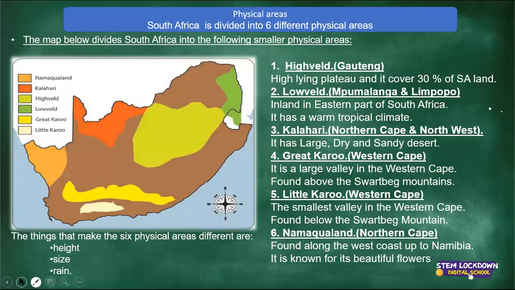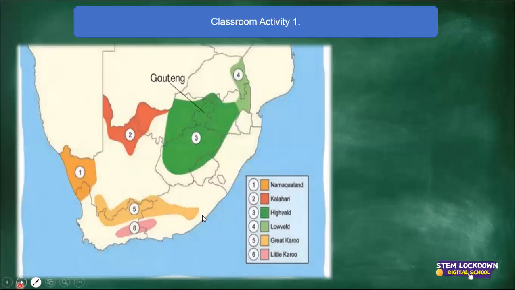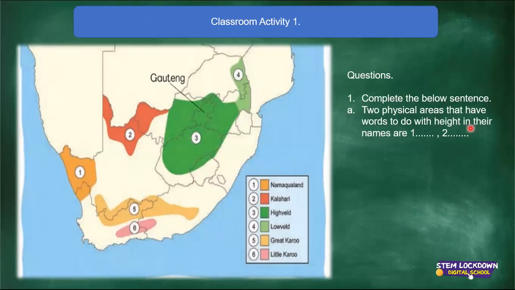Okay, here's a classwork. Let's do it and let's see if you guys are following. Complete the following sentence. Number A, name the two physical areas that have words to do with their height.